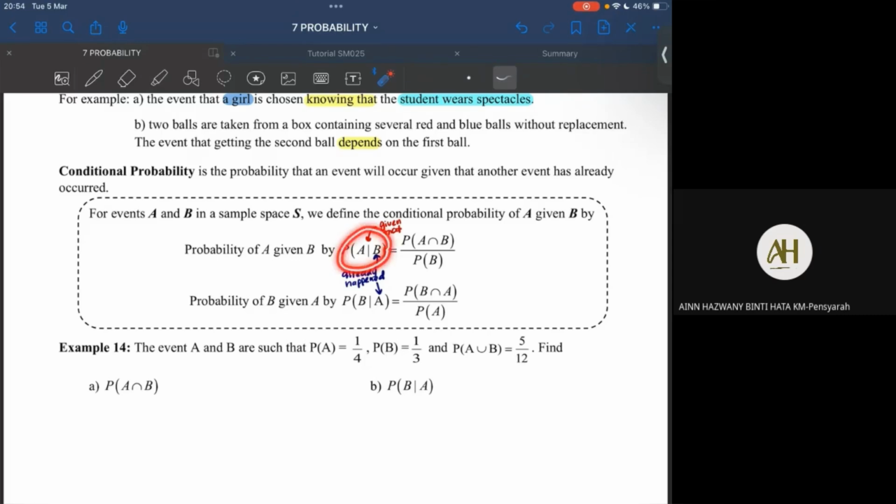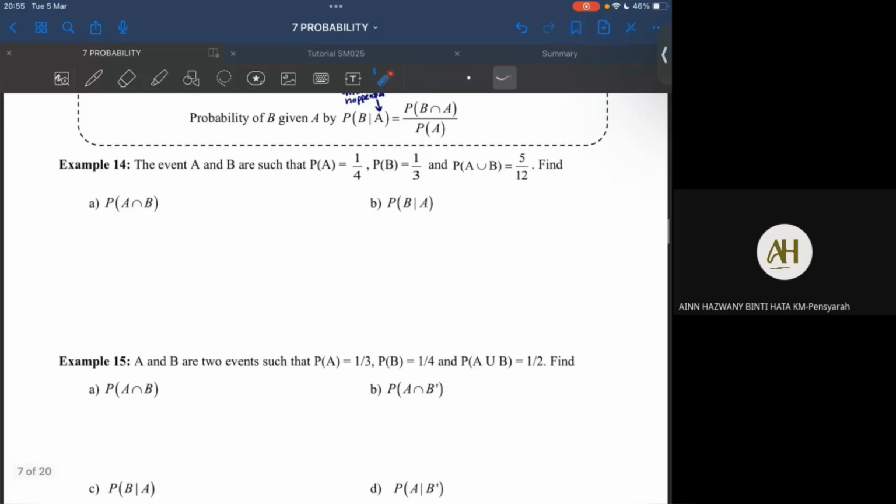P(A given B) is equals to P(A intersect B) over P(B). Okay, kalau nampak dekat sini semua B dekat belakang. Okay, kalau B di belakang mesti B di bawah. Kalau A di belakang mesti A di bawah. Okay, so that is how you remember the formula. Okay, terus kepada soalan. Panjang sangat saya cakap pasal formula, nanti tak faham.